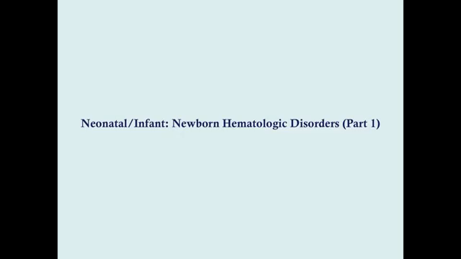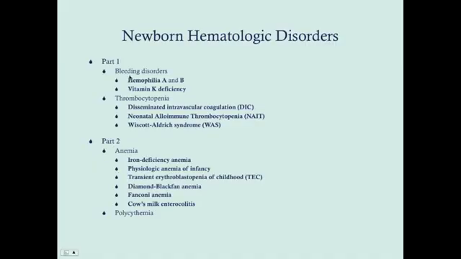more easily digestible parts. We've got the bleeding disorders and thrombocytopenia here, which are going to include hemophilia A and B and vitamin K deficiency, and then some of these isolated causes of thrombocytopenia, which are DIC, neonatal alloimmune thrombocytopenia, and Wiskott-Aldrich syndrome. In part 2, I'm going to talk about some of the various causes of anemia.